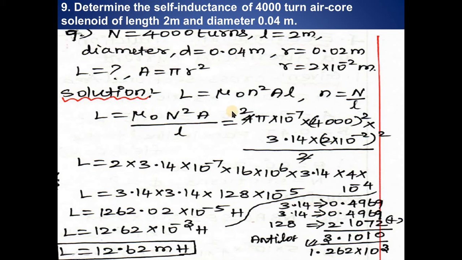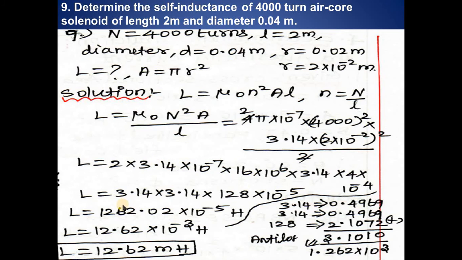Substituting the known values. What is the value of mu naught? Mu naught is 4 pi into 10 power minus 7. This is the constant value. 4 pi into 10 power minus 7 into N value 4000 the whole square into area 3.14 into 2 into 10 power minus 2 the whole square divided by length 2 meter. So 4 cancels by 2. 2 twos are 4. So 2 into 3.14 into 10 power minus 7 into 4 into 10 cube the whole square. 4 into 4 is 16. 10 cube the whole square is 10 power 6. So 16 into 10 power 6 into 3.14 into 4 into 10 power minus 4.